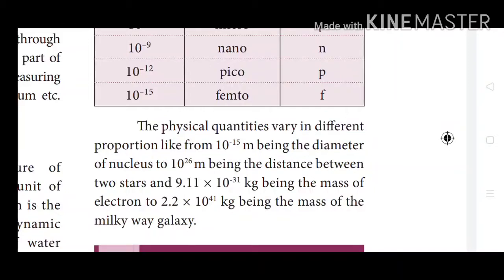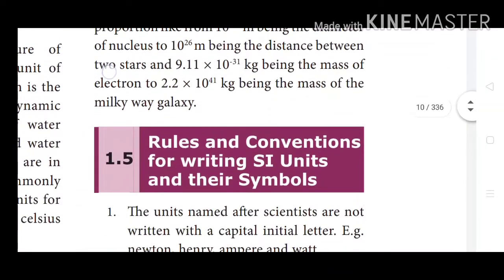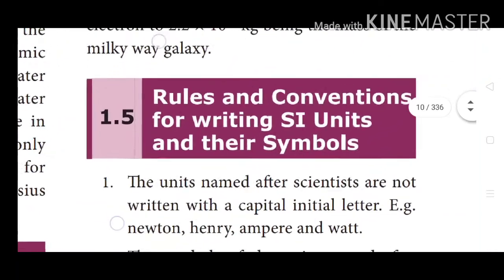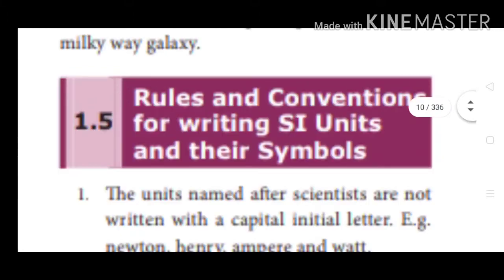The physical quantities vary in different proportions, like from 10 power minus 15 meter, the diameter of a nucleus, to 10 power 26 meter, the distance between two stars, and 9.11 times 10 power minus 31 kilogram, the mass of an electron, to 2.2 times 10 power 41 kilogram, the mass of the Milky Way galaxy.